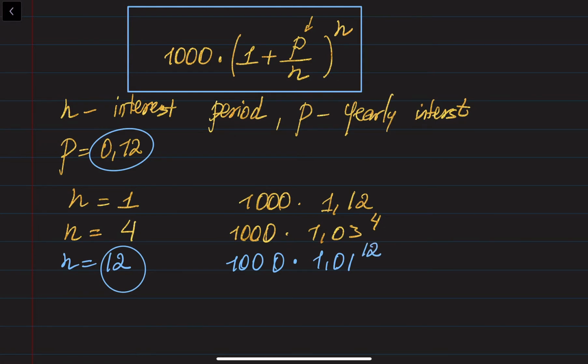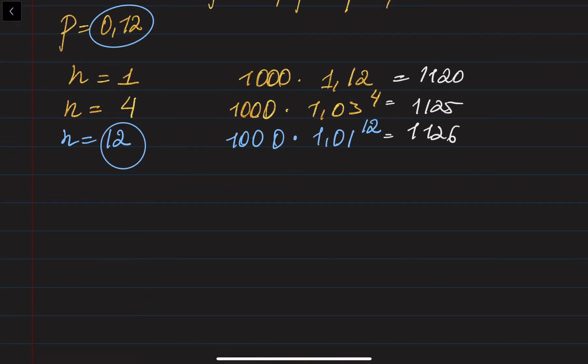So if you remember, I've got here 1,120, here 1,125, here 1,126, correspondingly. So what I've got is this formula. So I would like to know, if this n is increased a lot, so it goes to infinity, is my money going to be increased as well?